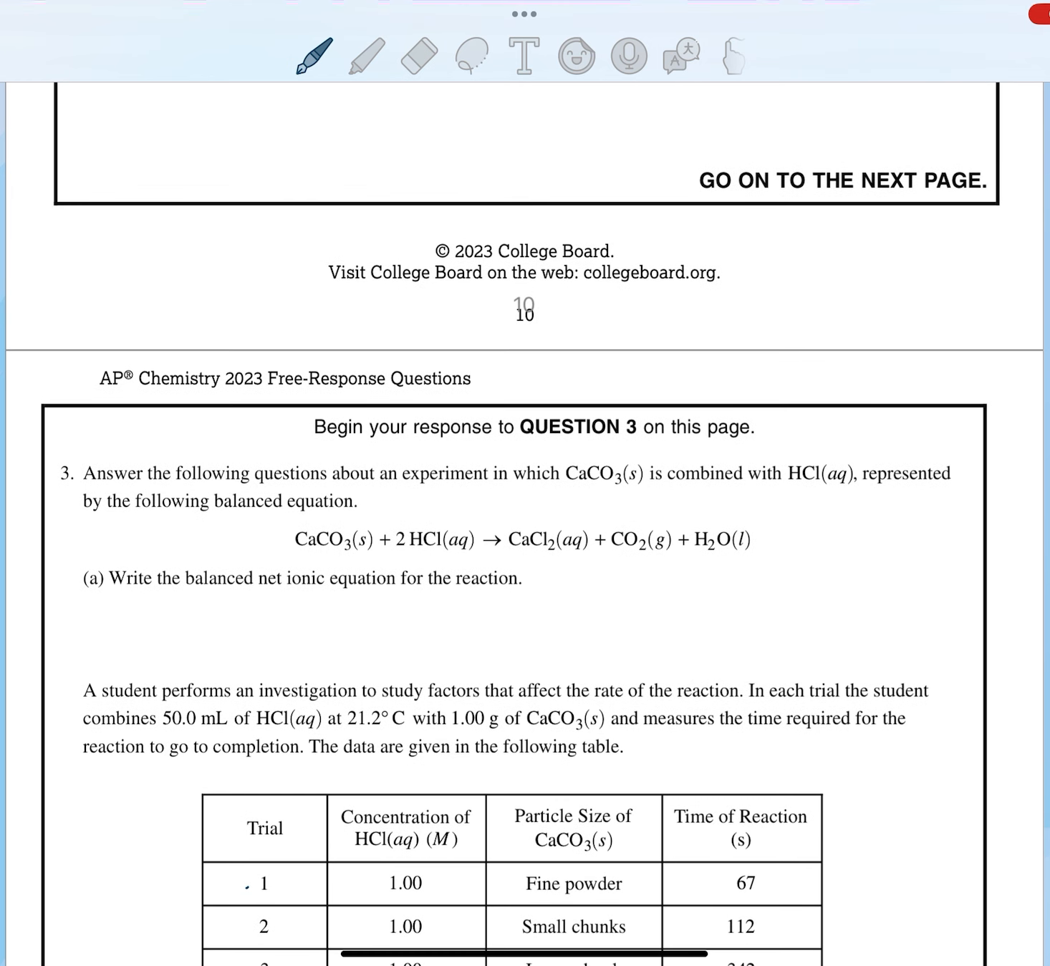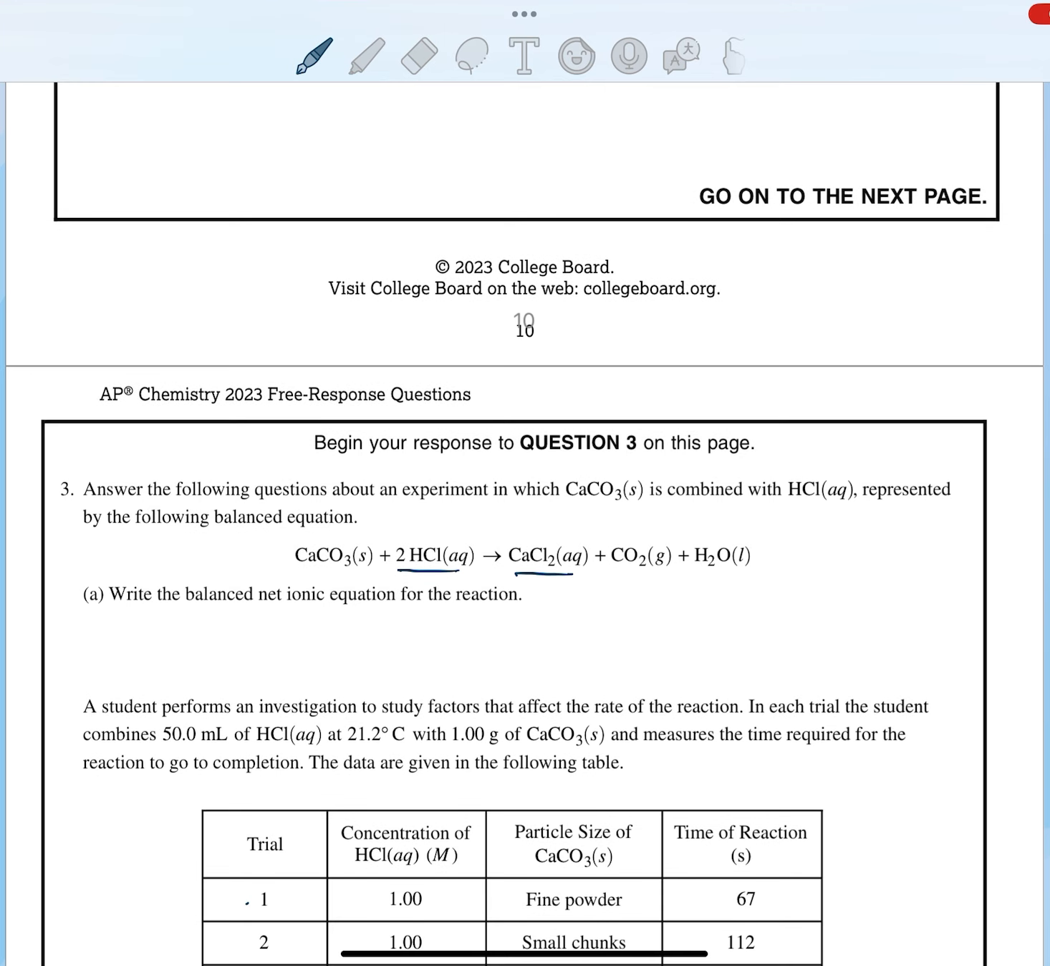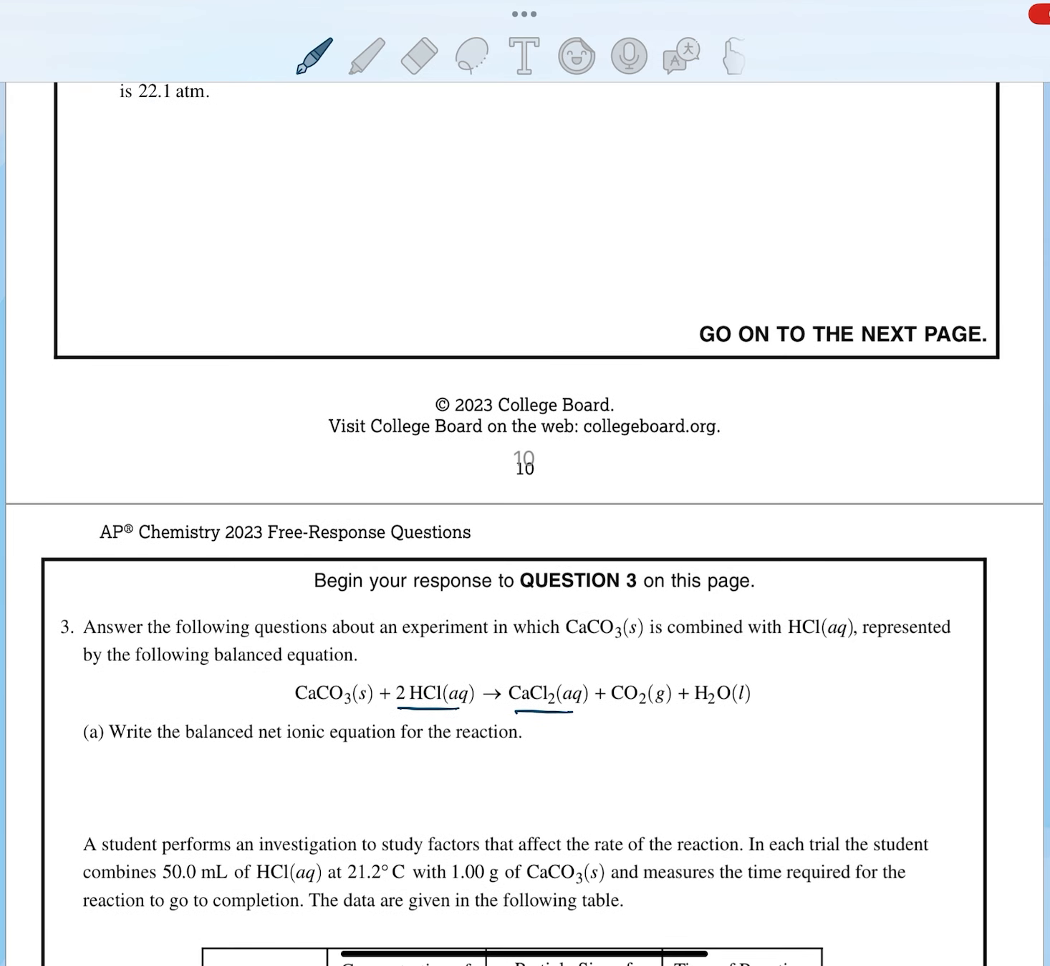So as a reminder, when we're doing net-ionic equations, when you have aqueous compounds, that means they actually dissolved in water. So this HCl and calcium chloride, we should be writing them in their ionic form or as ions, whereas all the solids, liquids, and gases, they don't break apart. They will stay as a compound.